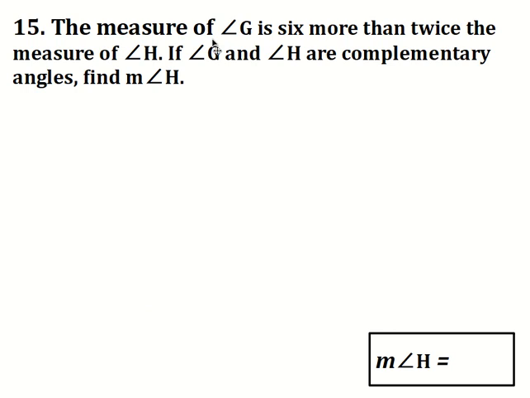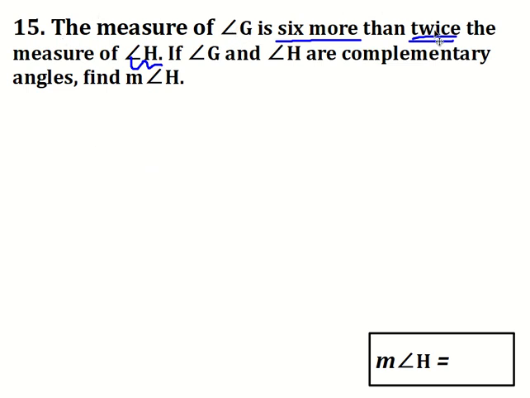The measure of angle G is 6 more than twice the measure of H. Then I'm told G and H are complementary. Find the measure of angle H. Okay, so this one was probably one of the harder ones. We need to piece this out one thing at a time.